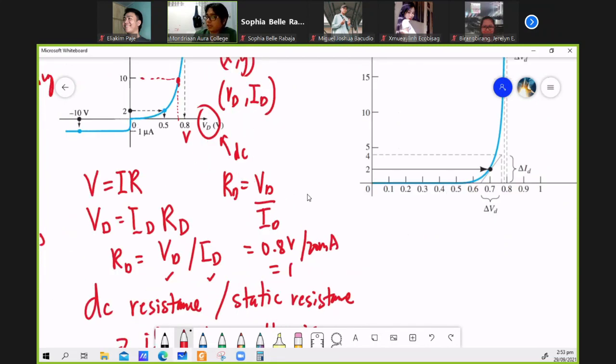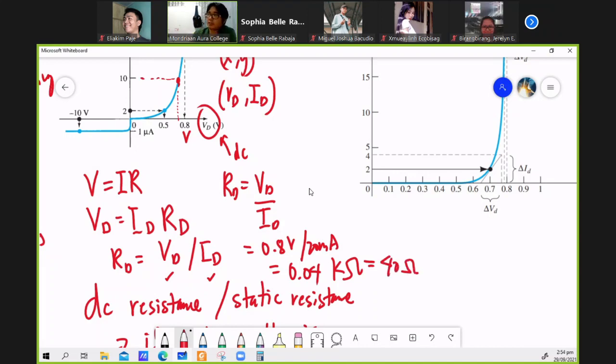This is 0.04. Ang unit nito, resistance siya. So, anong unit ng resistance? Ohms. Pero ang dinivide natin, volts per milliamperes. Matik, kapag nag-divide tayo ng volts and milliamperes, kilo ohms agad ang unit niyan. If we're going to express this in terms of ohms, multiply mo lang ng 1,000. So, 1, 2, 3. So, this is equal to 40 ohms.